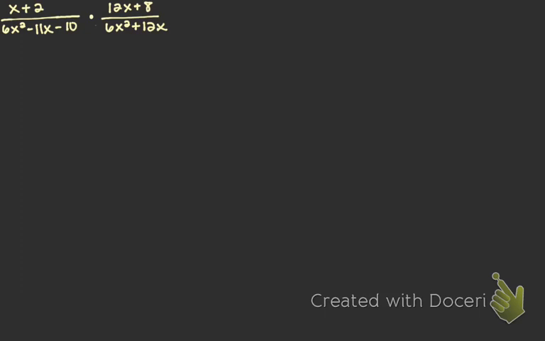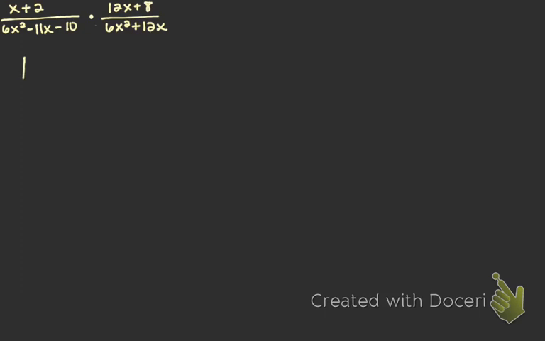To make this easier to work with and to see if we can cross-simplify or cross-reduce anything, we're going to start by factoring everything that we can. So looking at the x plus 2 term, there's nothing they have in common, so we're going to leave it as is. The 6x squared minus 11x minus 10, we're going to use a generic rectangle to help us factor.